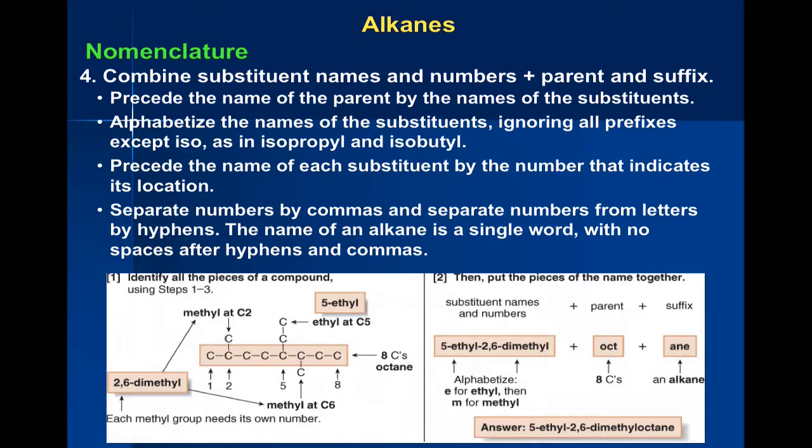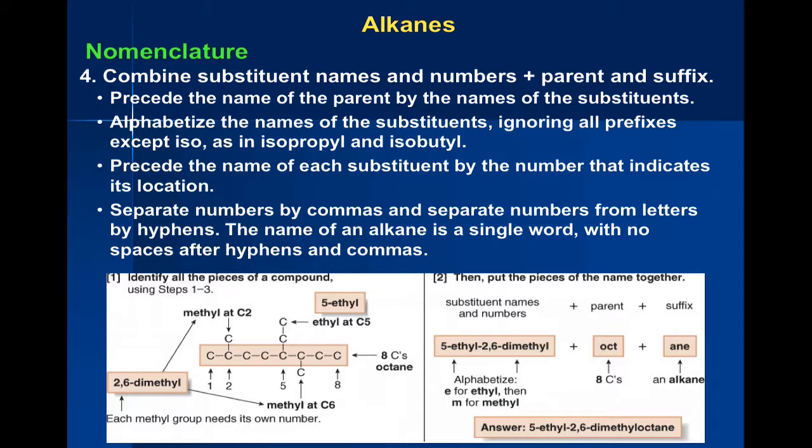Okay? And so when we do that, we end up with the name 5-ethyl 2,6-dimethyl octane. Repeat that for me. 5-ethyl 2,6-dimethyl octane. So what is this telling me? Notice the substituents are alphabetized. Oh, wait a second. D comes before E in the alphabet, right? We don't use that as part of our alphabetizing, just the alkyl groups themselves. Ethyl comes before methyl.